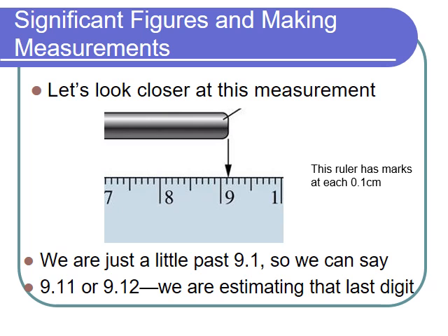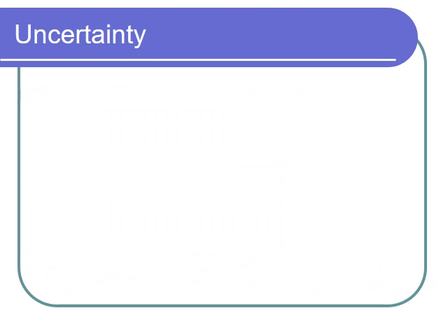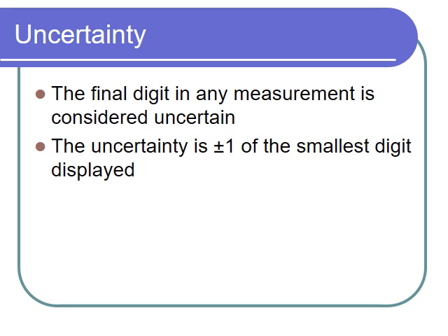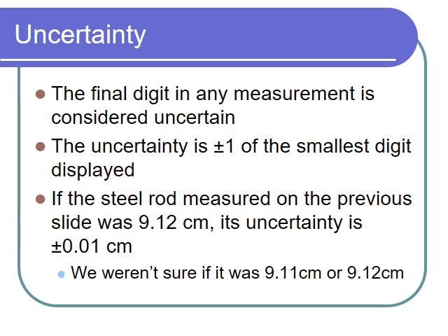So the 0.01 centimeters is considered uncertain. The final digit is uncertain. We are plus or minus 1 of the smallest digit displayed. In that last steel rod example, we'll say it was 9.12. The uncertainty is plus or minus 0.01. We're not sure if it was 9.11, 9.12. That digit is uncertain.